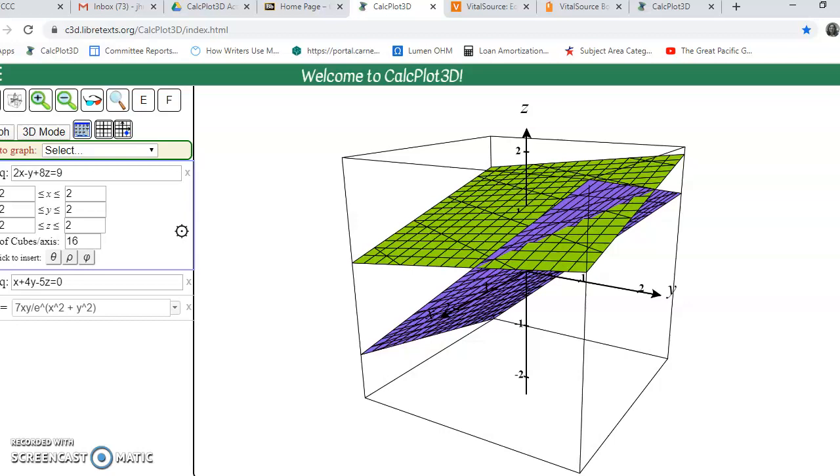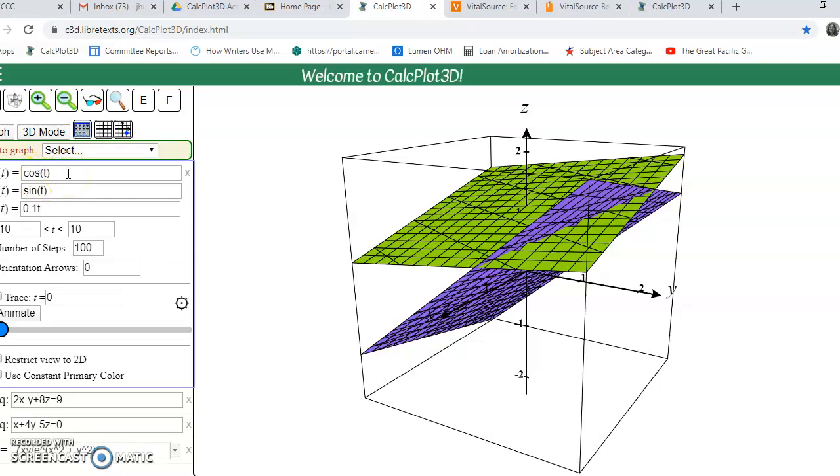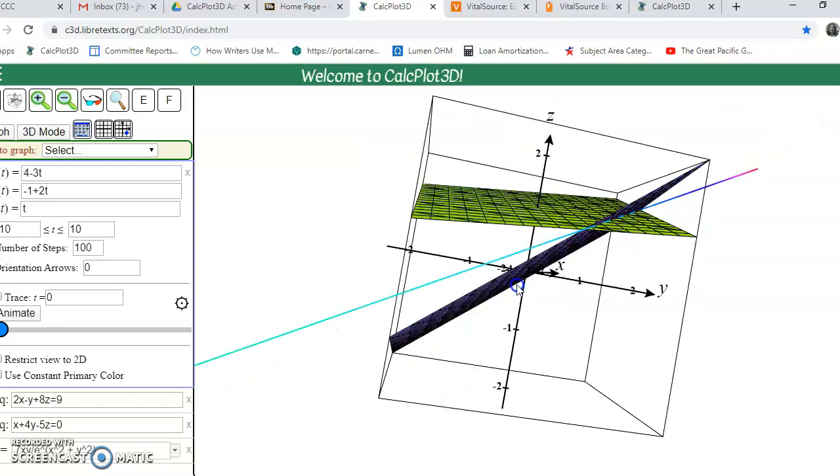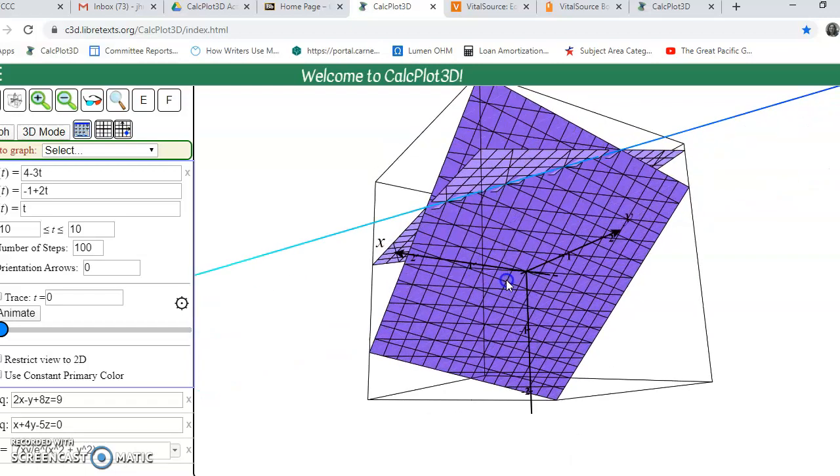Your solution is in parametric form. So I'm going to take a quick detour after this graphing and do a little parametric review for you. So parametric surface, I think I want space curve. Your free variable, x3, I'm going to call it t, that's your parameter. So x is 4 minus 3t, then y is negative 1 plus 2t, and z is just t. Okay, graph that. And you'll see that that is the blue line that showed up as your line of intersection. Okay, so that's the geometric perspective.